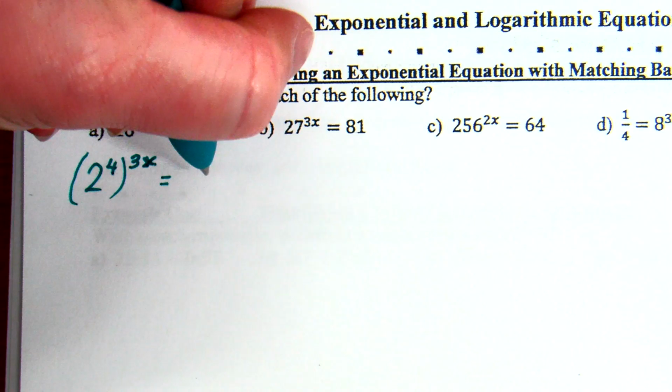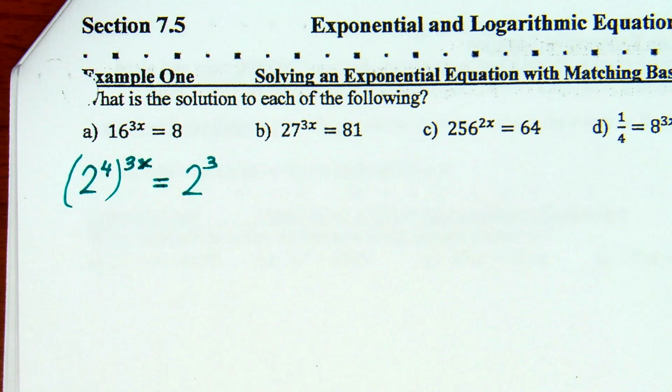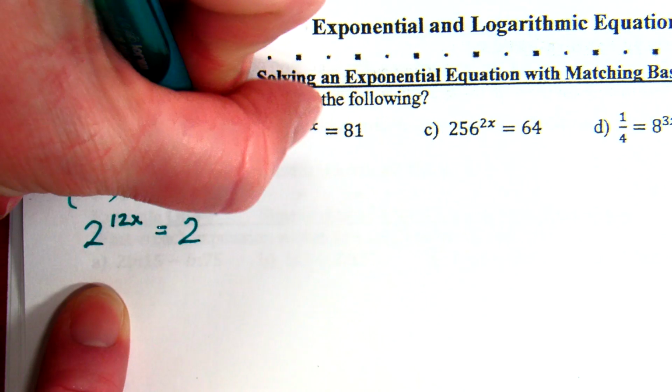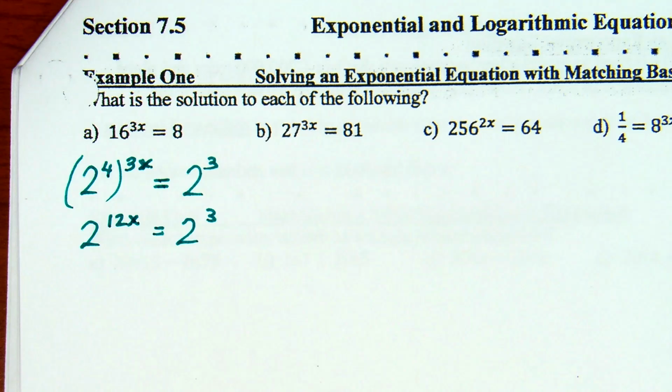What are your thoughts about 2 to the 4th raised to the 3x? How can that be rewritten? 2 to the 12x, because a power raised to a power, you multiply. So this can be rewritten as 2 to the 12x, and it already equals 2 to the 3rd. We've kind of already done something like this when we were first learning about logs 2 lessons ago.